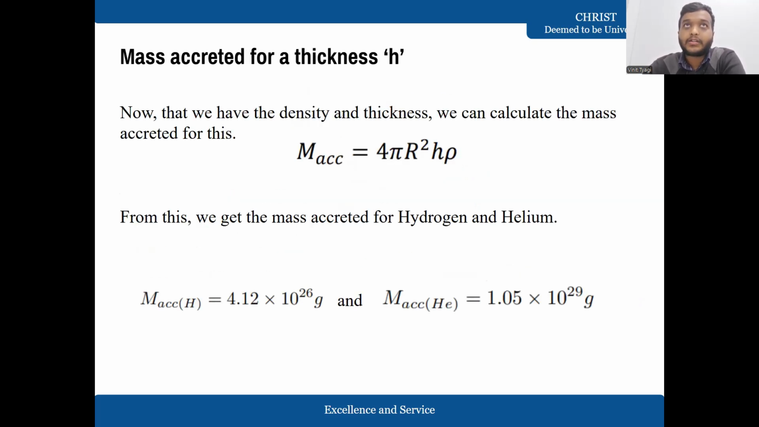Now the object cannot keep accreting. There will be a certain limit to the mass accreted, which is given by 4 pi r squared h rho, where h is the thickness or height. This was found to be 10^26 grams for hydrogen and 10^29 grams for helium.